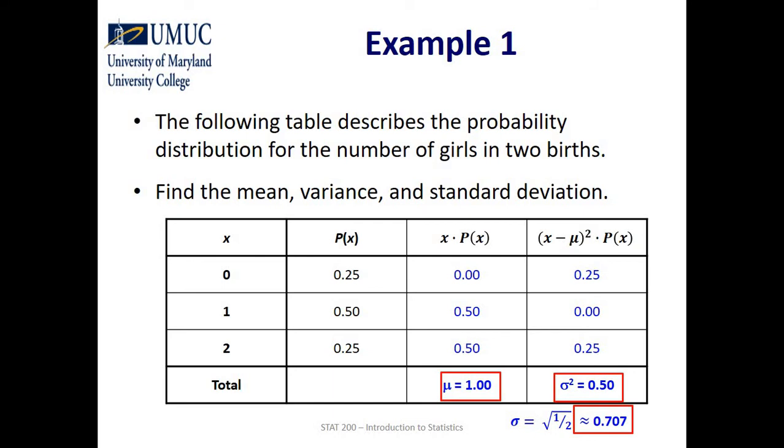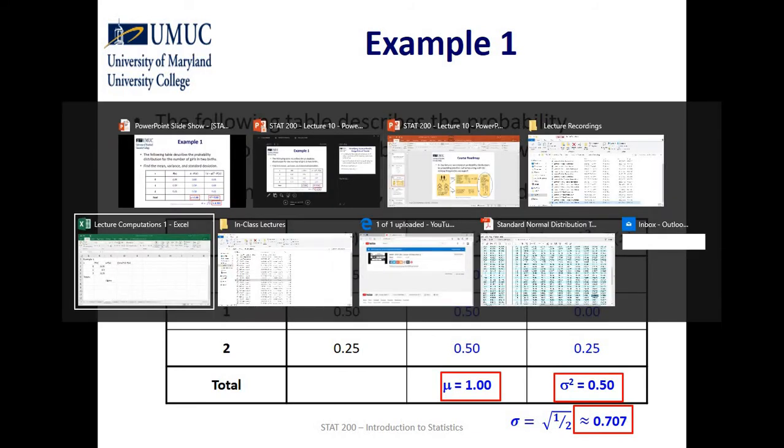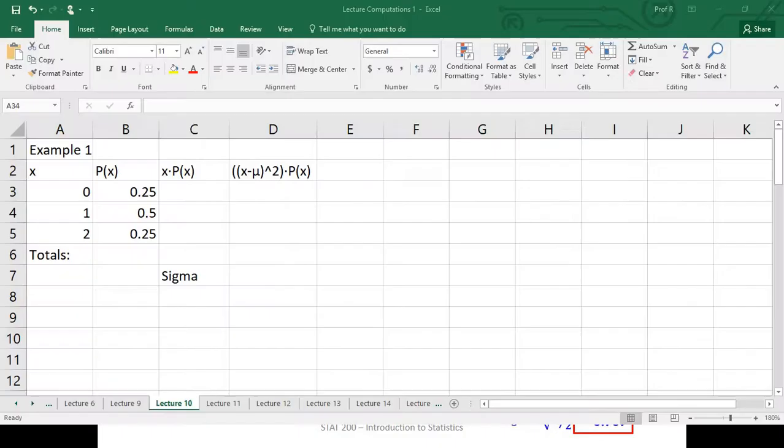Now, I'm going to show you how you can do this fairly quickly in Excel. This is easy to do by hand because these numbers were small numbers that were easy to work with, except for maybe the square root of 1/2. I couldn't do that in my head. Now, here is our table that we were given, our x values and our probability of x.